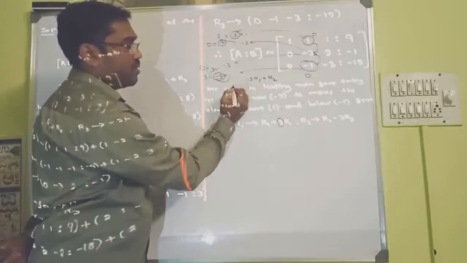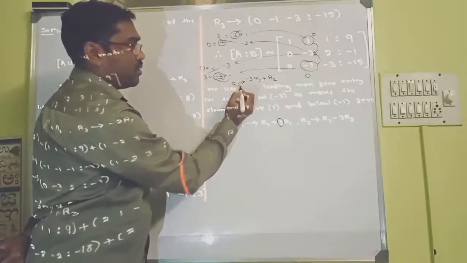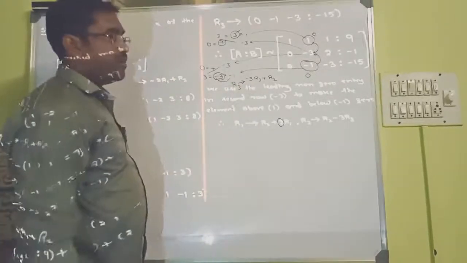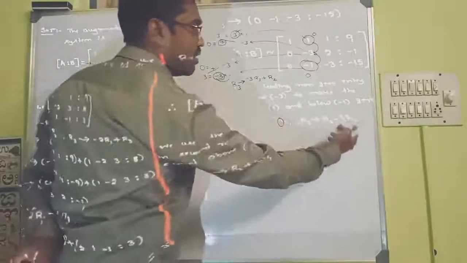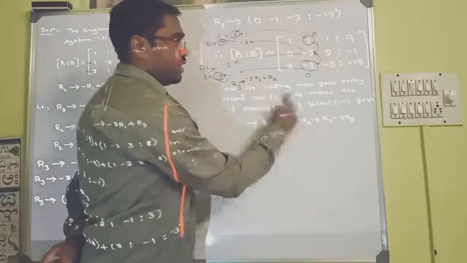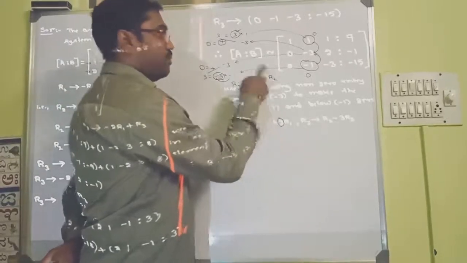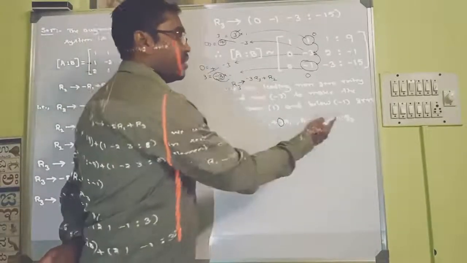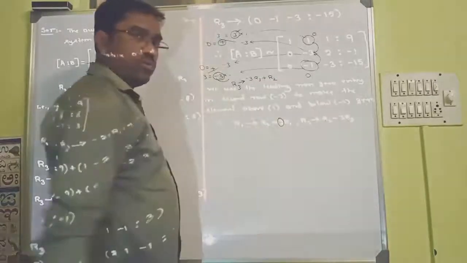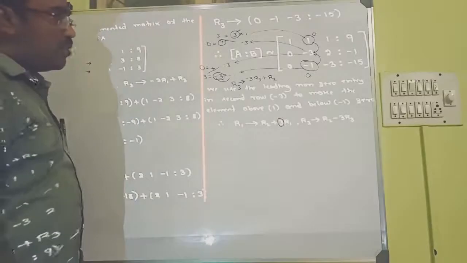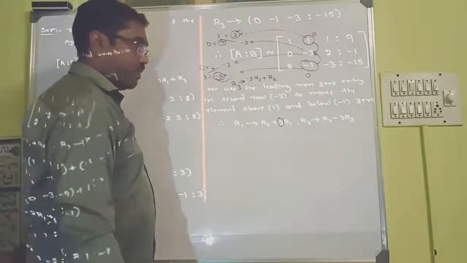This is our new R3. Here they have done the same thing, but they have written it in the other way. First they write R2 minus 3 times R3. In this way also you can write, or in this way also you can write. Both will give the same row.